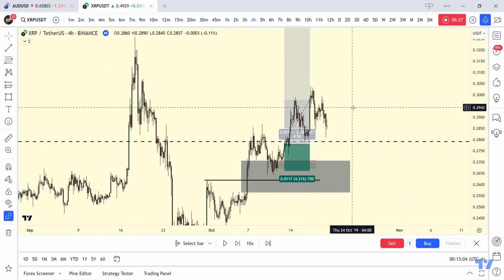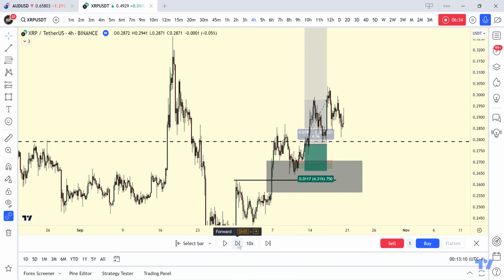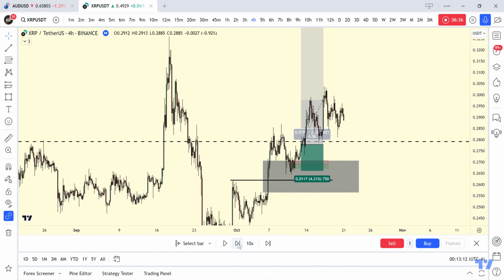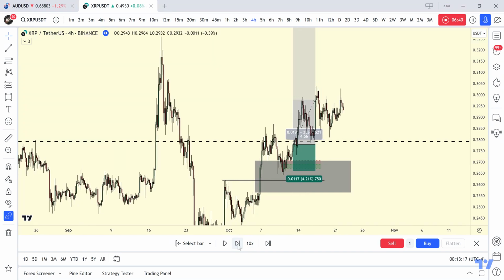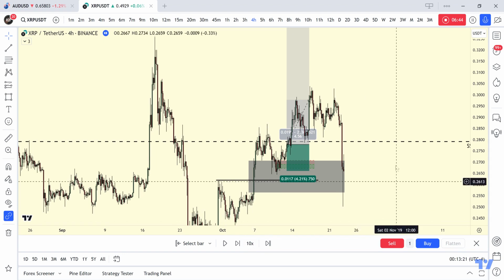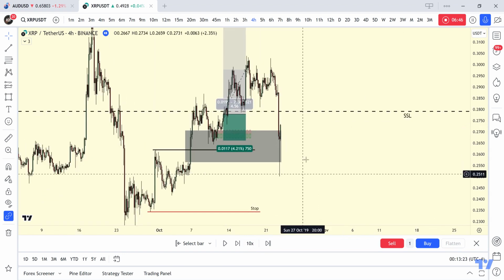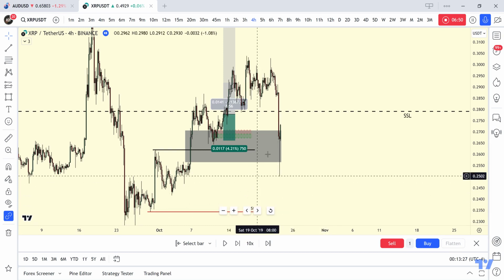Okay, it's not looking too great at this moment, but I'm not going to touch the trade. In some circumstances, I may move it to break even or trail it to that swing low there. But it's either accumulating. Came all the way down here. Okay, so this one was stopped out. We lost out on that one.